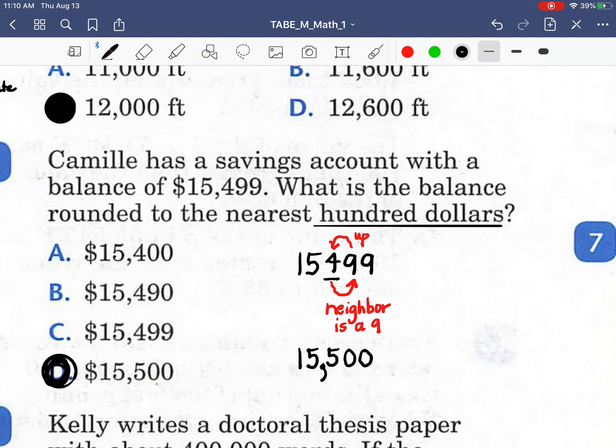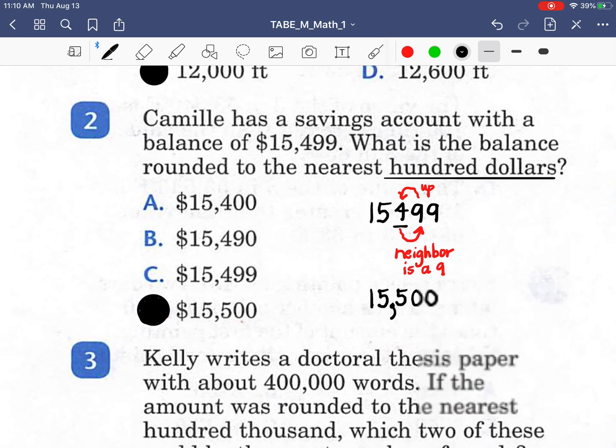I would also encourage you to stop the video, back up, and watch this problem over and over until you're following it correctly, that you feel comfortable. If you feel confused, I want you to stop the video and contact your teacher.